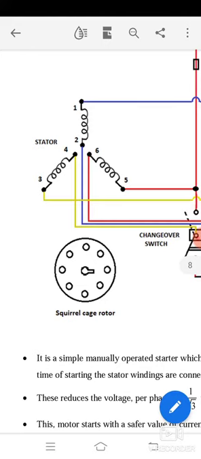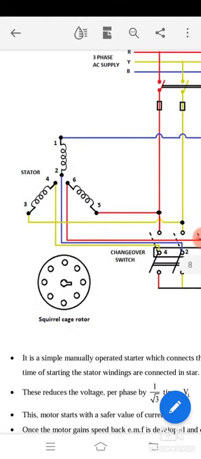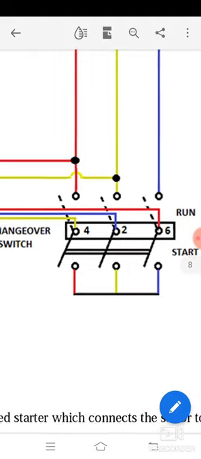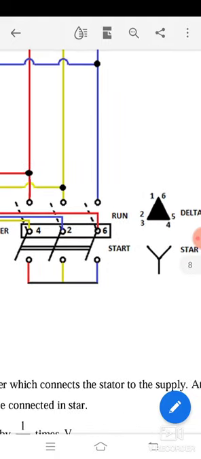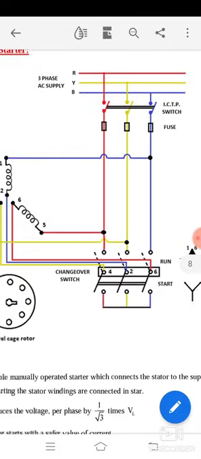The current will not be 10 times larger, it will be a reduced current which is the required current of the rotor. Now what will happen, the motor will start safely, it will run. As the motor reaches 70 to 80% of the normal speed, we will switch the handle to the delta connection.